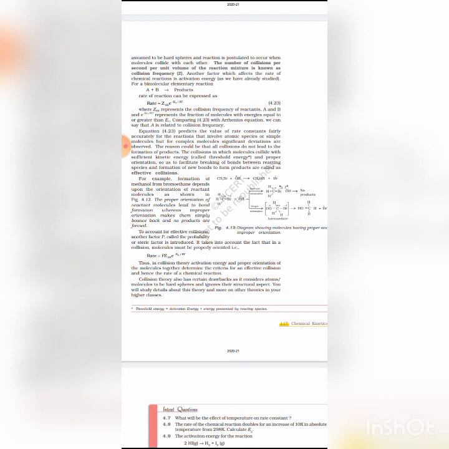In collision theory, activation energy and the proper orientation of the molecules together determine the criteria of an effective collision and hence the rate of chemical reaction, that is, rate equals P into ZAB into e to the power minus EA by RT, where ZAB is the collision frequency of reactants A and B, P is the probability factor or the steric factor, and e to the power minus EA by RT is the fraction of molecules with energies equal to or greater than EA.